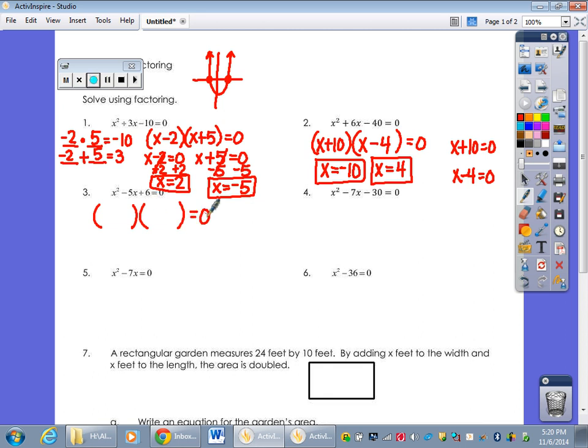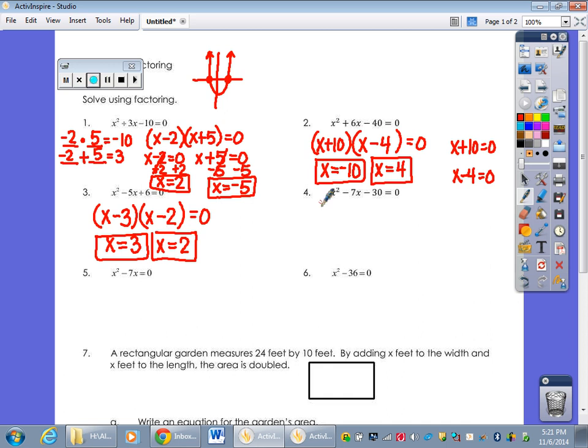On the next one, we're looking for two factors of 6 that add up to negative 5. So you would think it's 6 and 1, but it's not. We're looking for two negatives. So this is x minus 3 and x minus 2, because negative 3 times negative 2 is positive 6, and negative 3 plus negative 2 is negative 5. Okay, so our solutions are x equals 3 and x equals 2. And again, I skipped the step of putting each parentheses equal to 0.